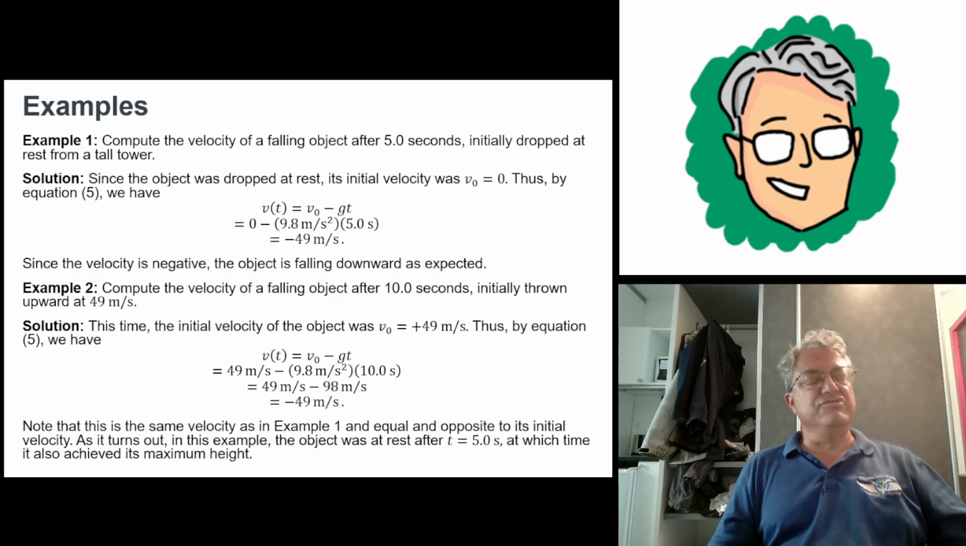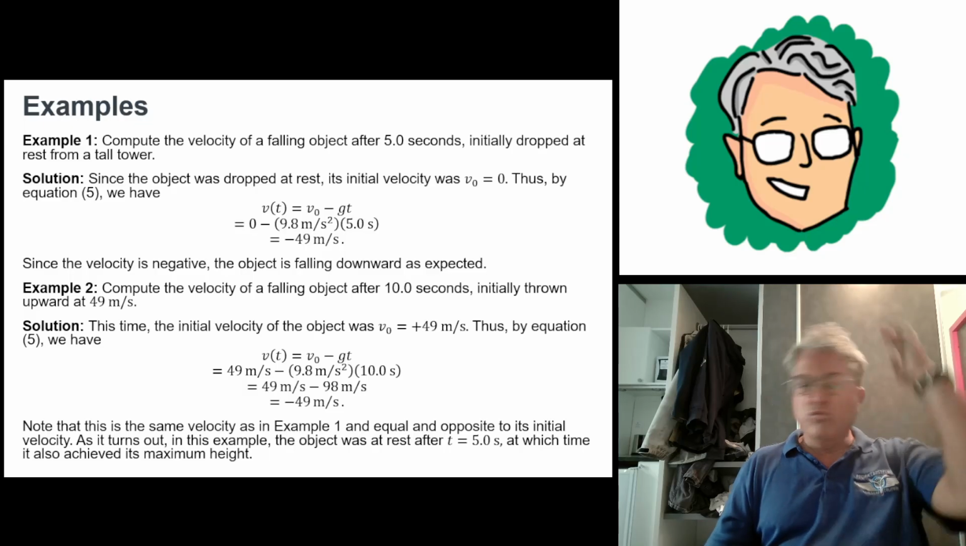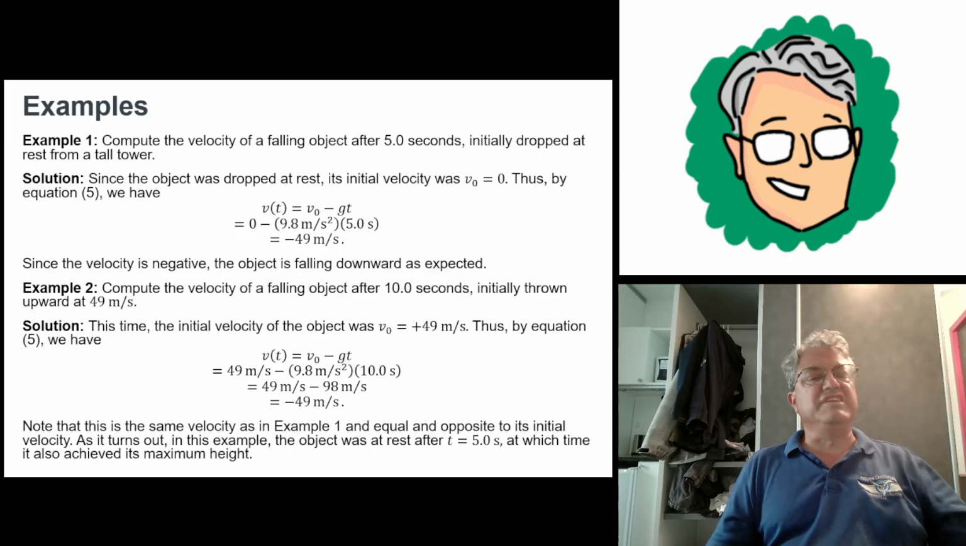And then example 2 is a similar example, except in this case, we're assuming that we threw the ball, or the object. It's usually easier to think of it as a ball. So imagine the object's a ball, and this time we're throwing it upward at the same speed as it landed in the last example, 49 meters per second. That's pretty fast, but I guess a good baseball player could throw that fast. So imagine we're throwing a ball up in the air at 49 meters per second, and we want to know what its velocity is going to be after 10 seconds.